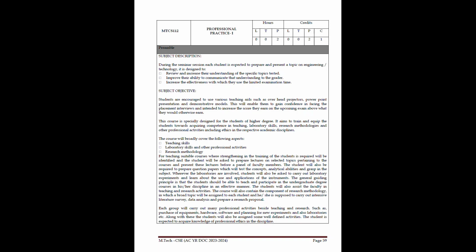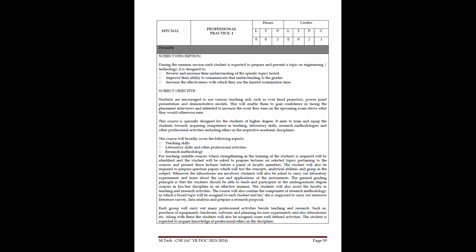For teaching, suitable courses with strengthening in the training of the students required will be identified, and the student will be asked to prepare lectures on selected topics pertaining to the courses and present these lectures before a panel of faculty members. The student will also be required to prepare question papers which will test the concepts, analytical abilities, and grasp in the subject. Wherever laboratories are involved, students will be asked to carry out laboratory experiments and learn about the use and application of the instruments, and the general guiding principle is that students should be able to teach and participate in the undergraduate degree courses in his or her discipline in an effective manner.